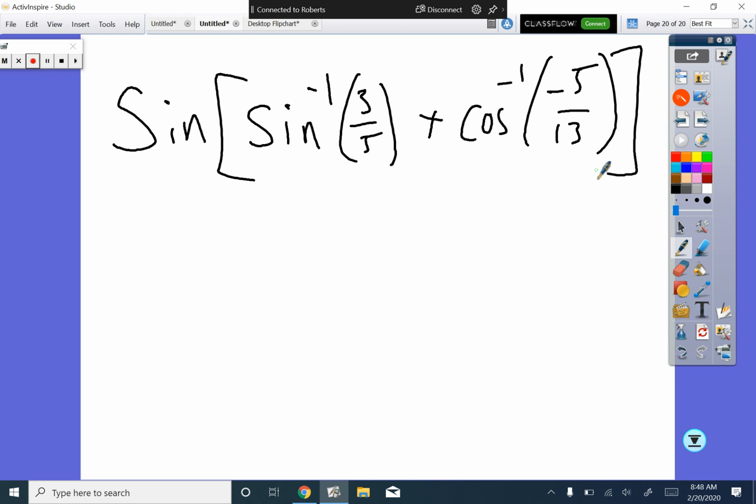Okay. So once again, we're going to call him alpha. We're going to call him beta. Let's go ahead and draw our triangles first. What quadrant is the arc sine in? 1. Quadrant 1.